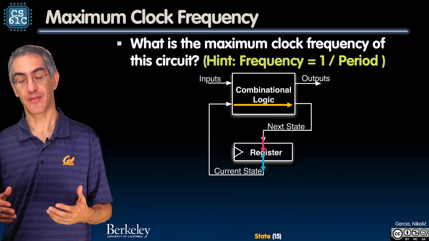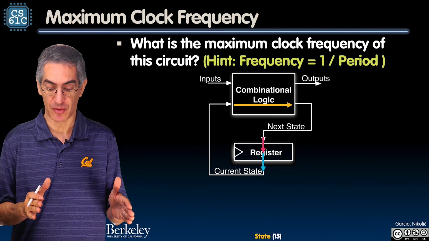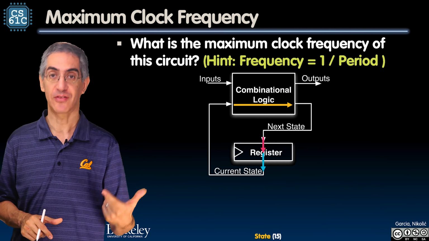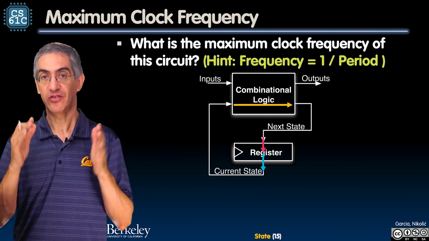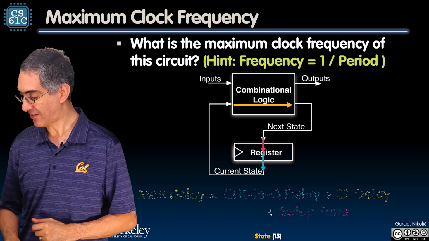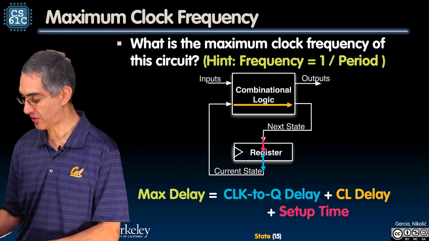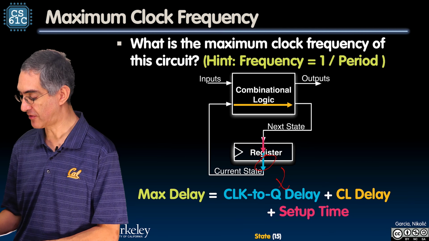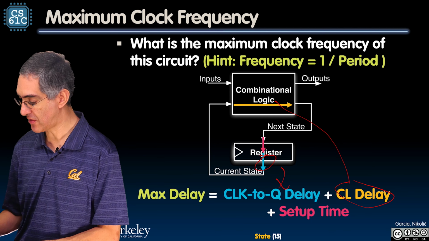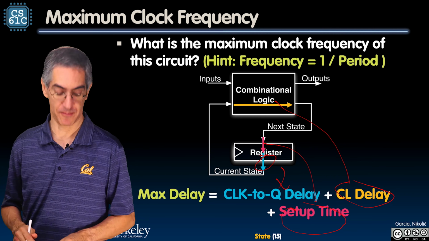Next, we've got this line, which is T setup. We have to have that stable, T clock to Q plus T sub CL, stable before T setup, before the next rising edge. So in fact, we think about our max delay as being clock to Q, the first delay you see, the CL delay, and our setup time, which is the last thing that happens. And all that has to fit into one period. Okay?